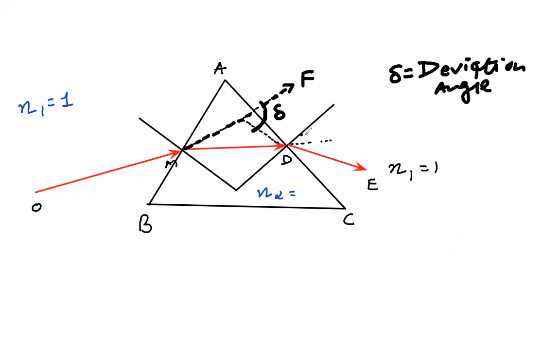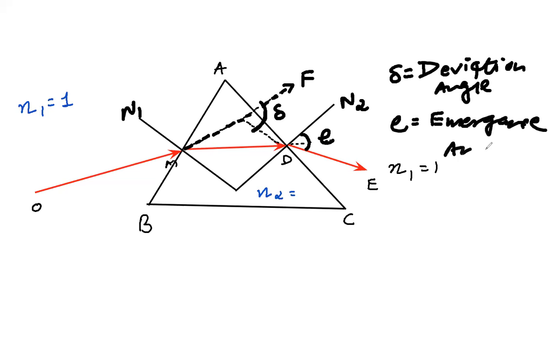Next, I have drawn one normal. Let's say I am giving this normal the name N2 and this is normal N1. The normal N2 line and the DE line show how my ray is coming out. So E is the angle with which my ray is coming out. That is called the emergence angle. Be quite careful to place this angle.